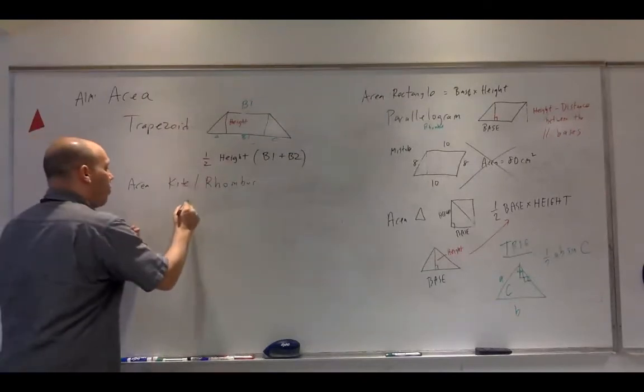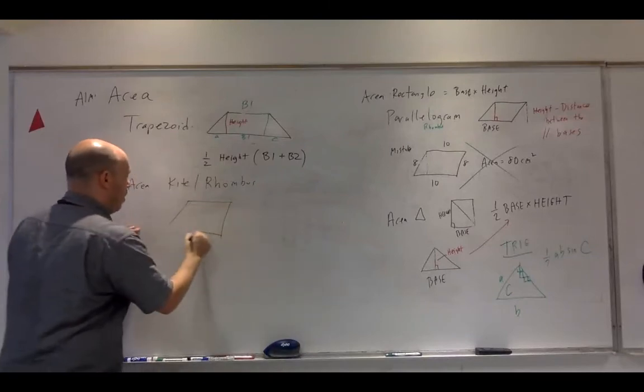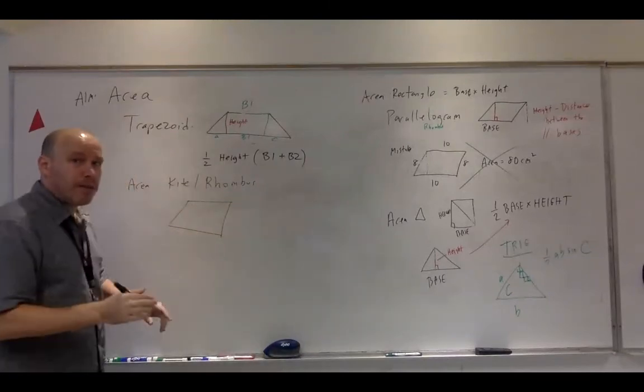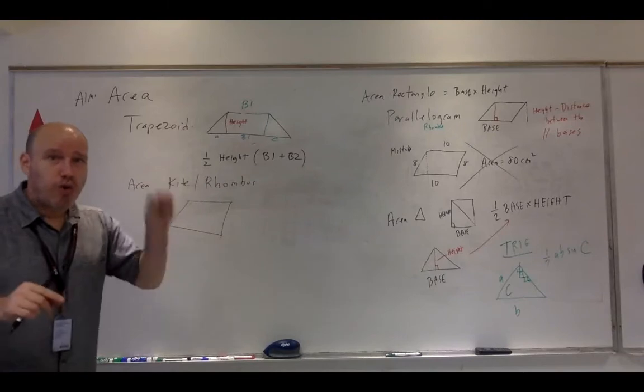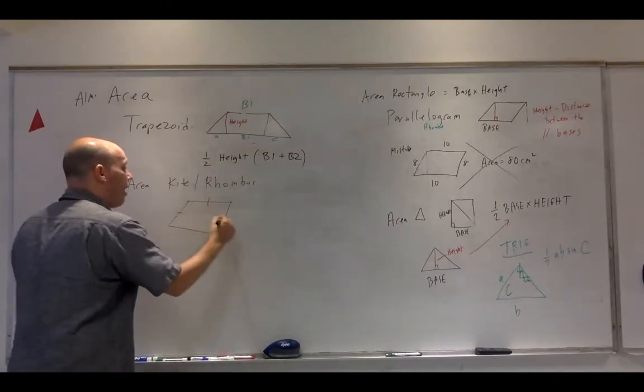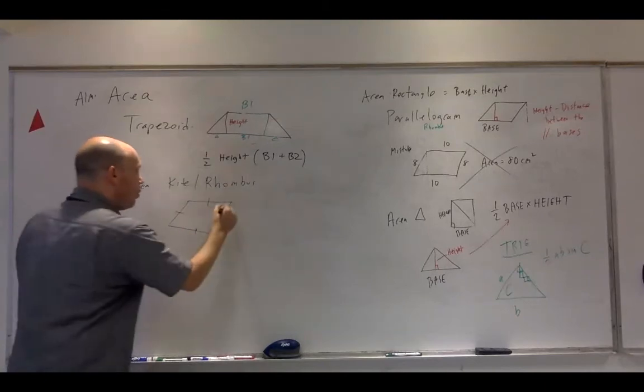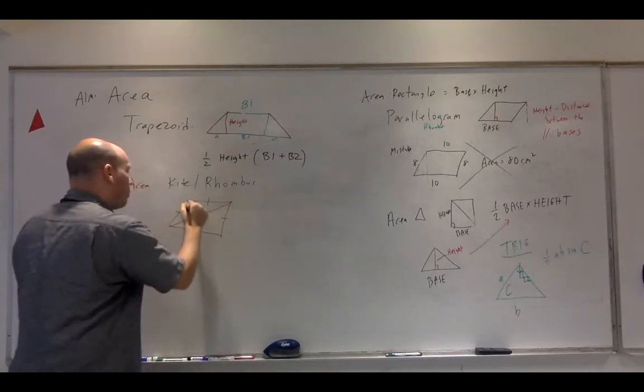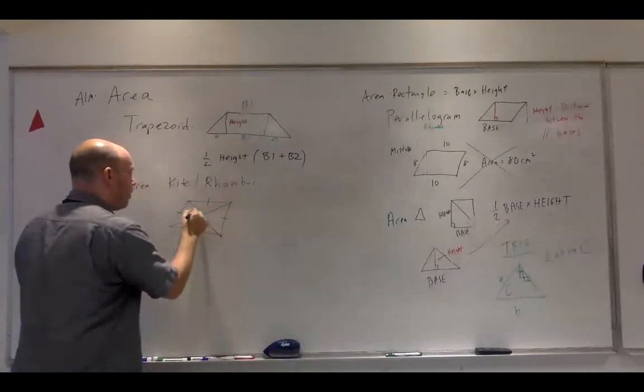So we're going to take our rhombus. What do we know about our rhombus? Once again, you're told you have a rhombus. So you know that the sides are all congruent. You also know the diagonals bisect each other.